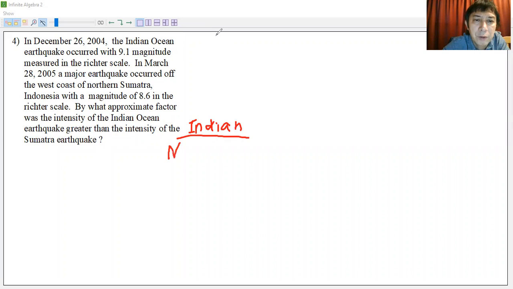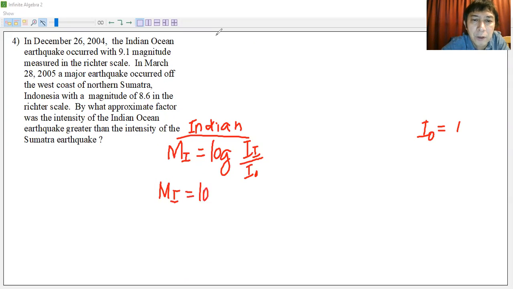And we will use magnitude. MI stands for Indian. This is log of II over IO. Again, IO is the smallest seismic activity, set to 1. So our equation is reduced to MI is equal to log II, because I sub 0 is 1.